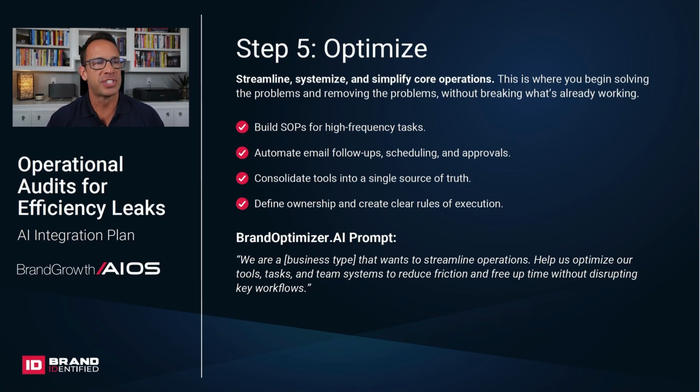So moving on here to step number 5, and that is to optimize. So streamline, systemize, and simplify your core operations. This is where you begin solving the problems and removing the problems without breaking what's already working. So build SOPs for high frequency tasks, automate email follow-ups, scheduling, and approvals, consolidate all of your tools into a single source of truth, and define the ownership and create clear rules of execution. And then for step number 5, as always, I've given you another BrandOptimizer.ai prompt to help you out there.